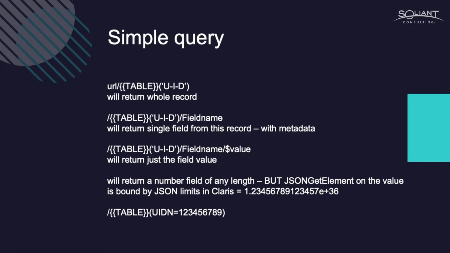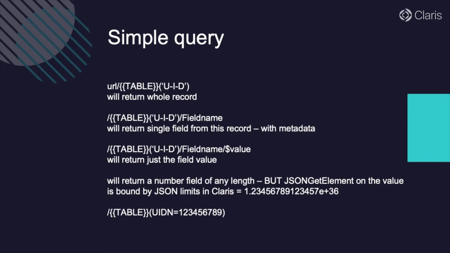A couple of interesting things to just divert for a moment about handling numbers. OData will return to you a number field of any length in the JSON. The problem that we have right now is that JSONGetElement is bound by the limits of the library that Claris is using, and so beyond a certain point you're going to end up with exponential notation and a loss of data.